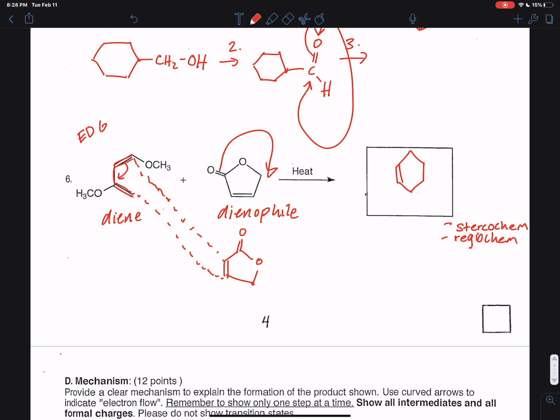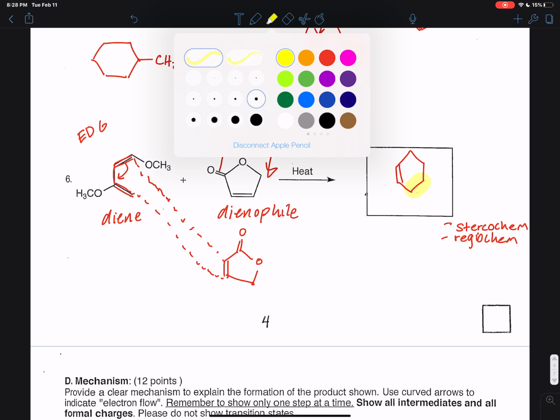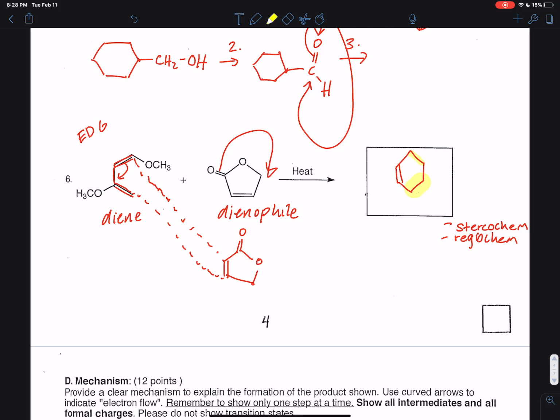So I will highlight for you guys the bonds that are getting formed, right? So we have formed this bond. Those are the two bonds that have now gotten formed. So those are the ones that are the dotted lines, okay? And then, of course, the number 1 carbon and 2 carbon of our dienophile are going to be 1 and 2 right there, okay? And then our carbons right here.